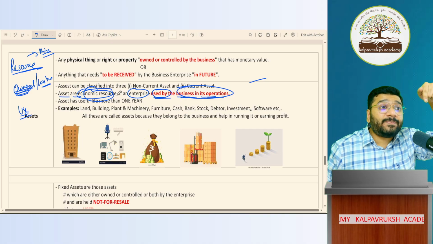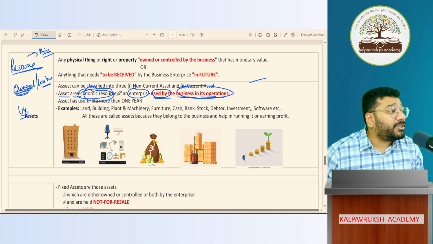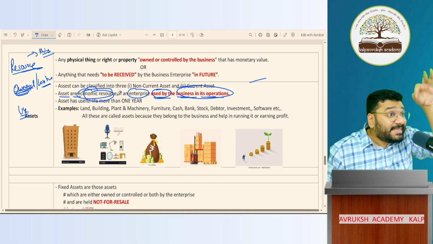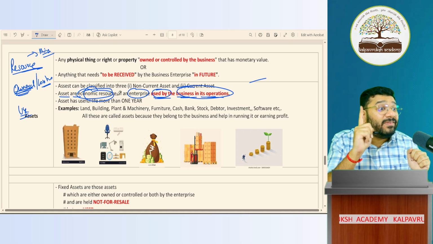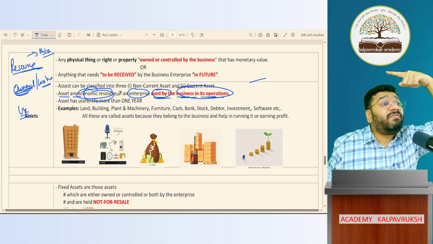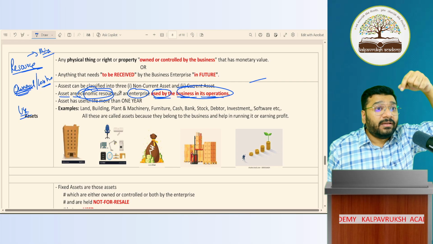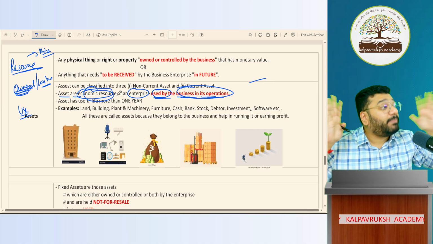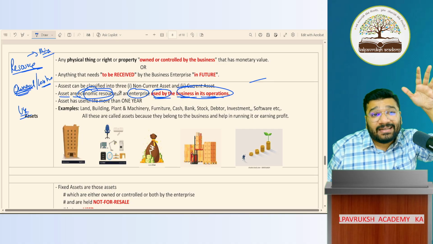So all the capital expenditure will go to the asset side of the balance sheet. Got it? Not got it? The reason for this, I have not given yet. Where will I give the reason? When I do final accounts. When I do final accounts, this discussion will come one more time. A proper in-depth discussion will come, so at that time I'll discuss in detail.